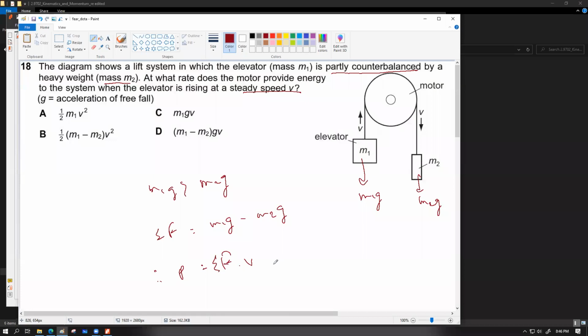So that's basically the idea. Which gives you (M1g minus M2g), which is the resultant force of the system that would be required to move this object, multiplied by v. This is the output power that would be required from the motor. Neither of these expressions are correct, only this one is correct.